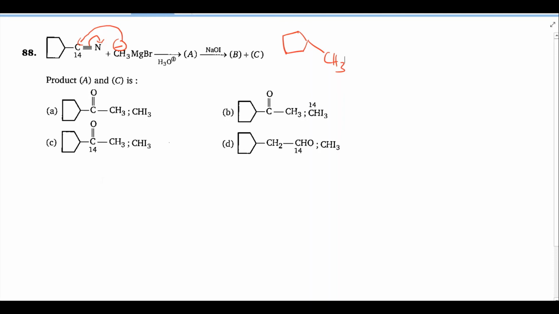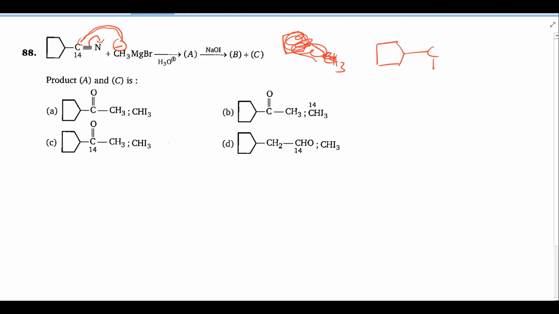I'll start here. Please let me complete. Here it is wrong. Okay, you can see here. This is the double bond, like a cyclopentane ring. Okay, this is C. This is attacking. The Grignard reagent is attacking here.